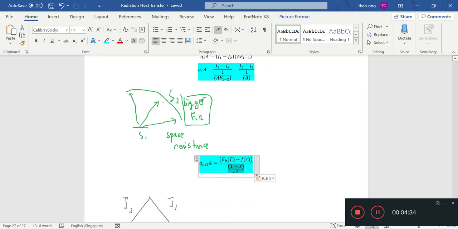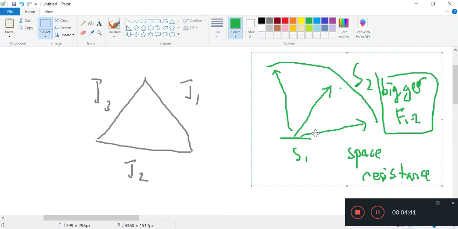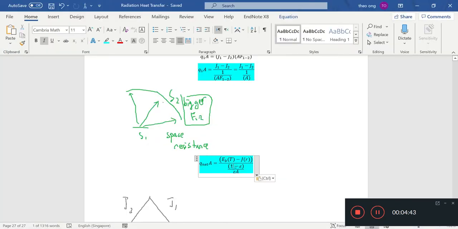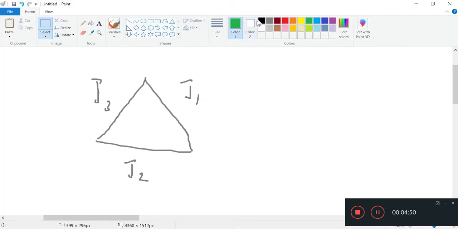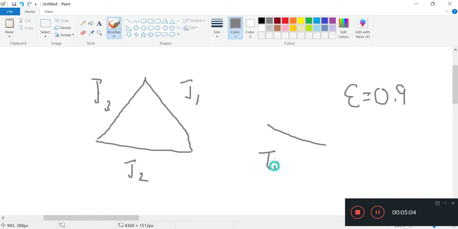The second one, which may not make as direct sense, but it should still be intuitive, is the surface resistance. Now this is called surface resistance. You see this thing here? Emissivity and area being involved. So let's say we have a gray surface, a gray surface with emissivity equal to 0.9. Let's say it's at temperature T1.